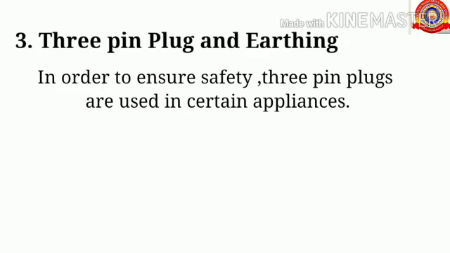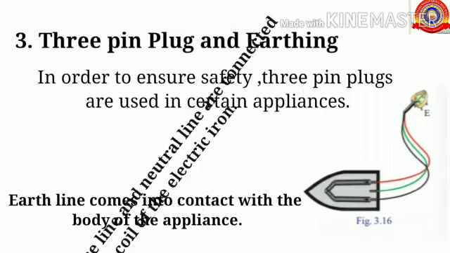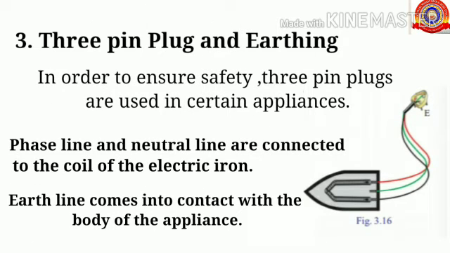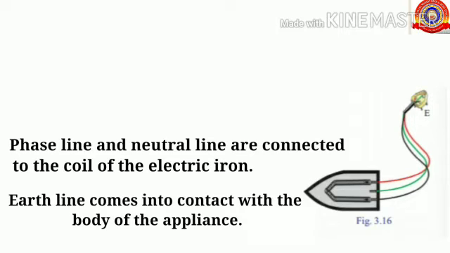Next one, 3-pin plug and earthing. In order to ensure safety, 3-pin plugs are used in certain appliances. Here you can see the picture of an electric iron. In the case of the electric iron, the metal body of the electric appliance comes into contact with a live wire, that is the phase line. Electricity will flow to the earth through the earth pin of the 3-pin plug shown in this figure. Hence, accidents due to electric shock can be avoided.